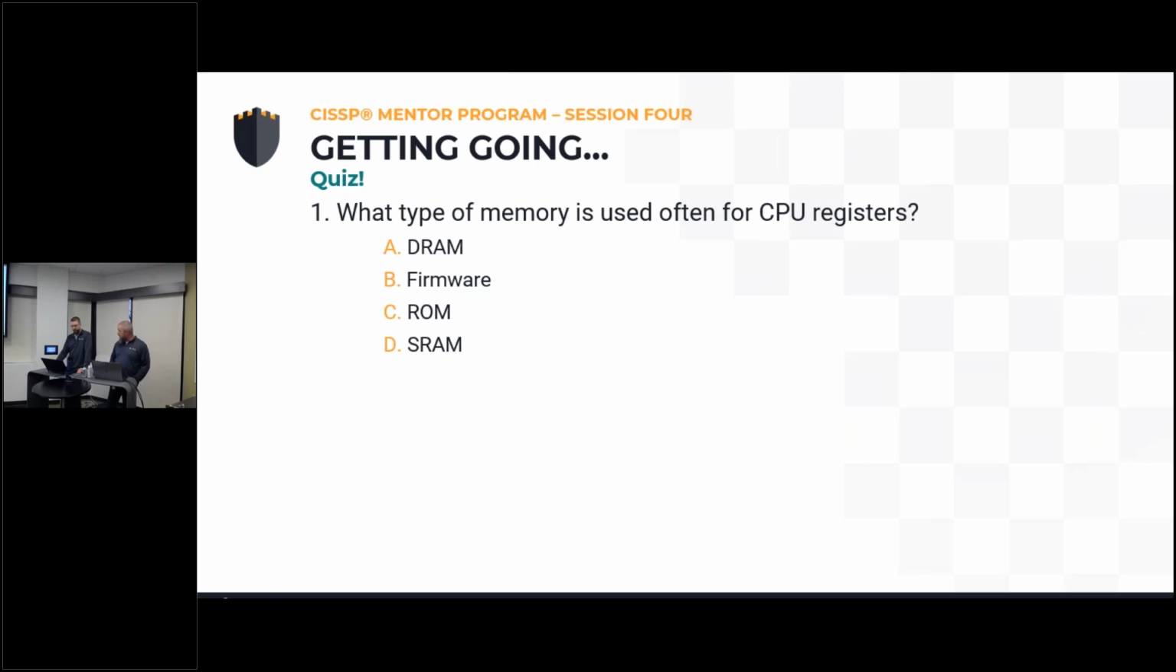What type of memory is used often for CPU registers? A. DRAM, B. firmware, C. ROM, D. SRAM. The answer is D, SRAM. Do you remember the capacitors? Did you go through this? Yeah, we talked about it. Capacitors, registers, all that stuff. Flip-flops, and not the kind you wear to the beach. You'll just have to memorize that.